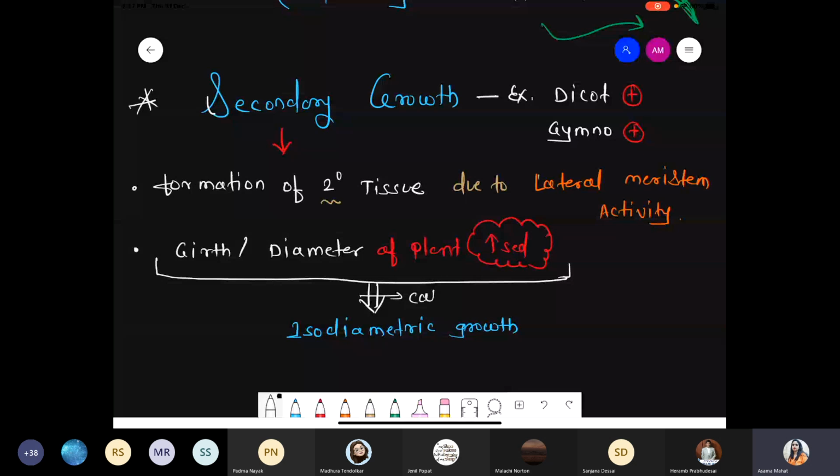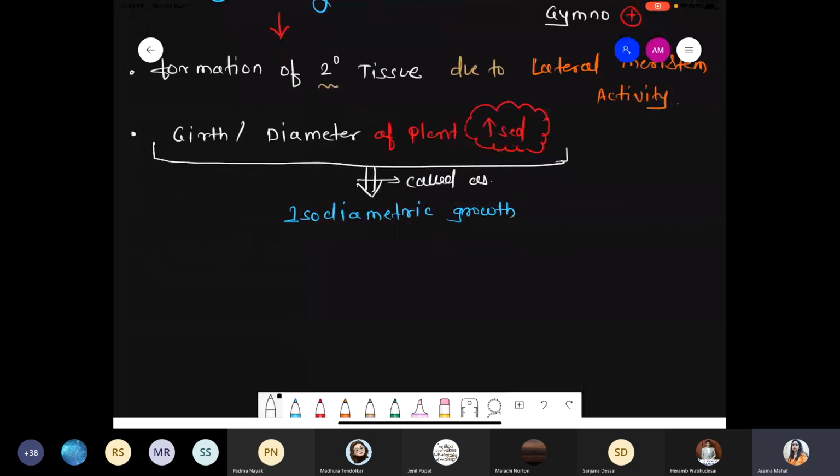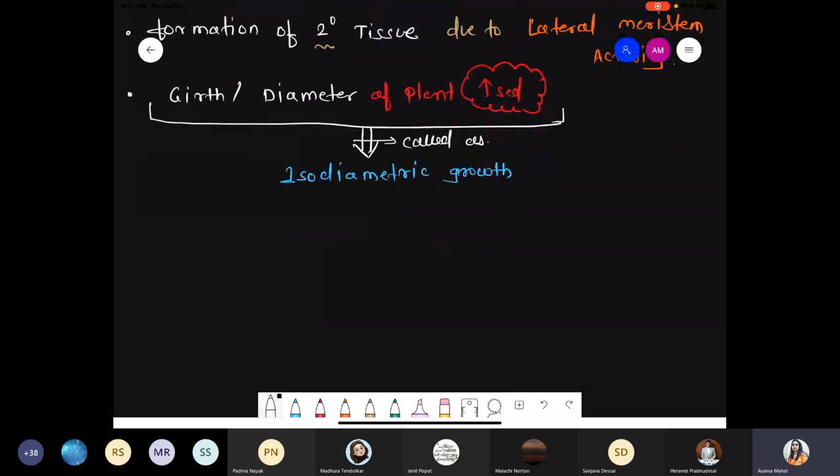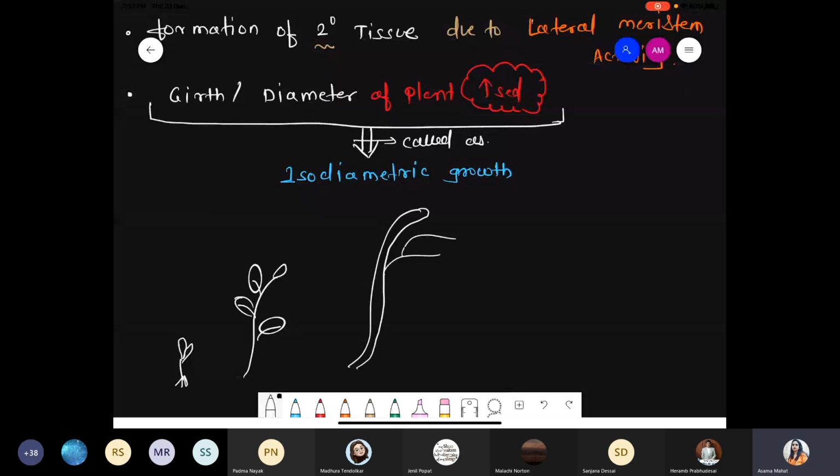So you know very well, normally when we talk about any plant, initially plants are present like this. Then the plant becomes long, the length is increased like this. After a few days, the stem becomes quite thicker. Leaf size also gets increased. And finally there is the formation of a large plant like this.